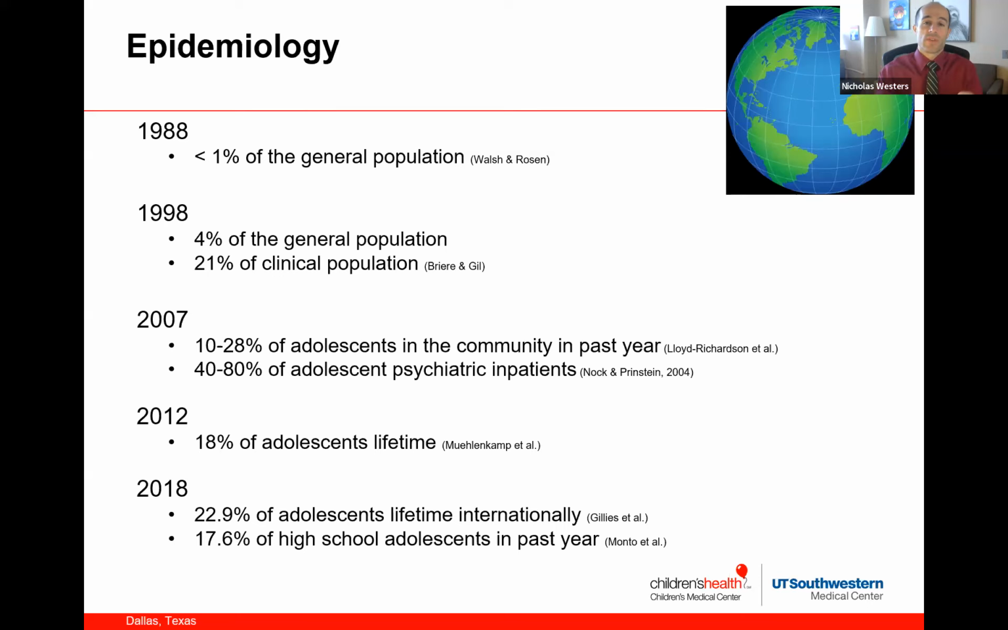And then in the US specifically, that number was about 17.6% of high school students reported having self-injured in the last year. And then US high school students, 12-month prevalence rates of those who self-injured 4 or more times was 7.7%. And then those who self-injured 6 or more times was 5.5%.